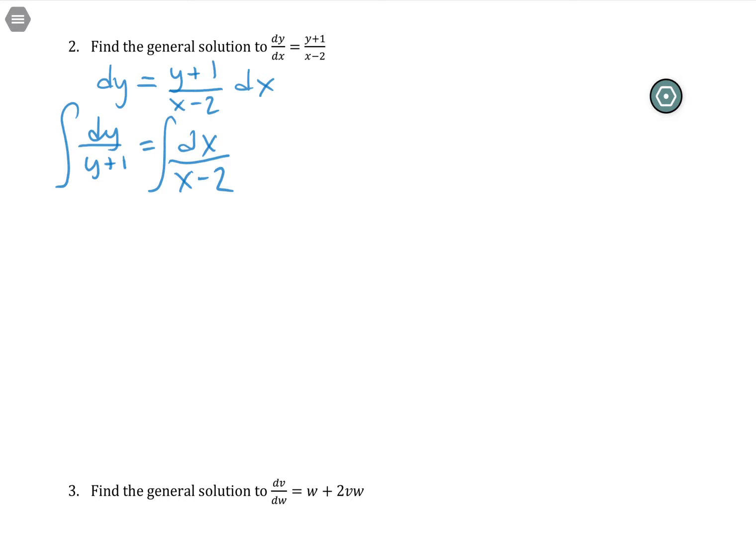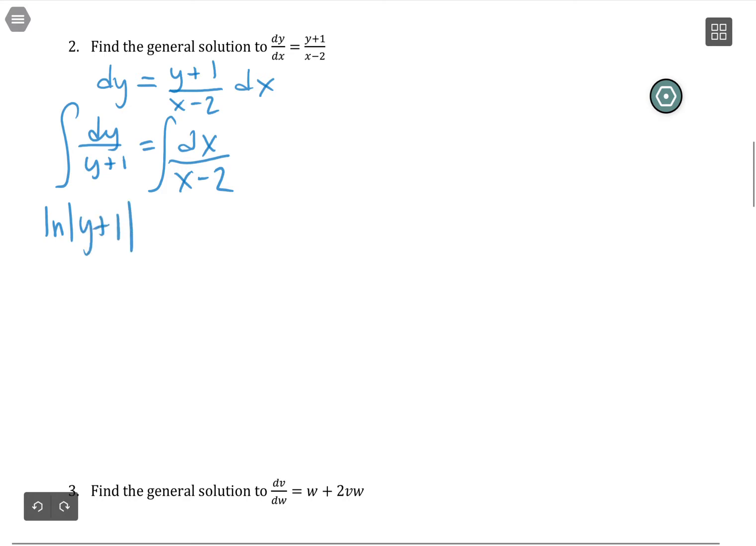Okay, so I need the antiderivative of 1 over y plus 1, which will be a natural log absolute value y plus 1. Remember, that only works if it's first power in the bottom. If you want to, you could sub out the y plus 1 and turn it into 1 over u, but that one's simple enough that I also think it's okay to just guess and check your way out of it. ln absolute value of x minus 2 on the right-hand side and our arbitrary constant.